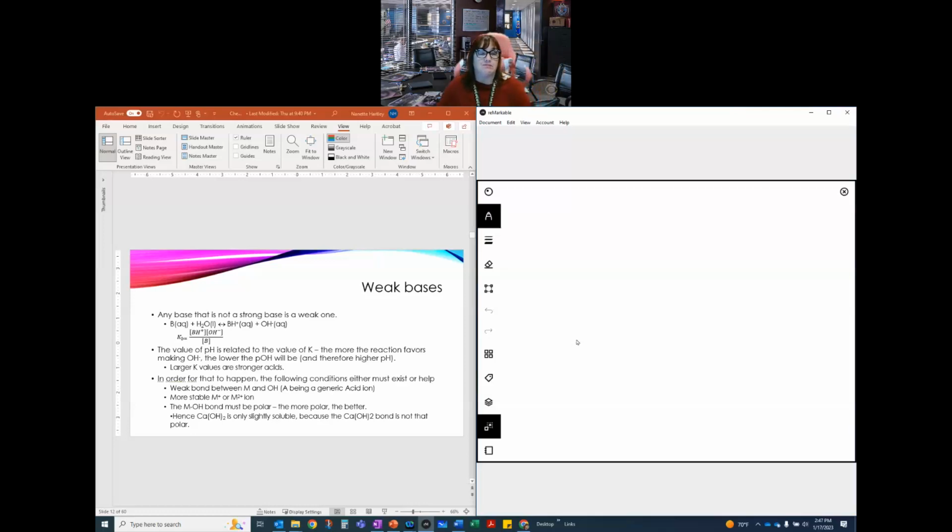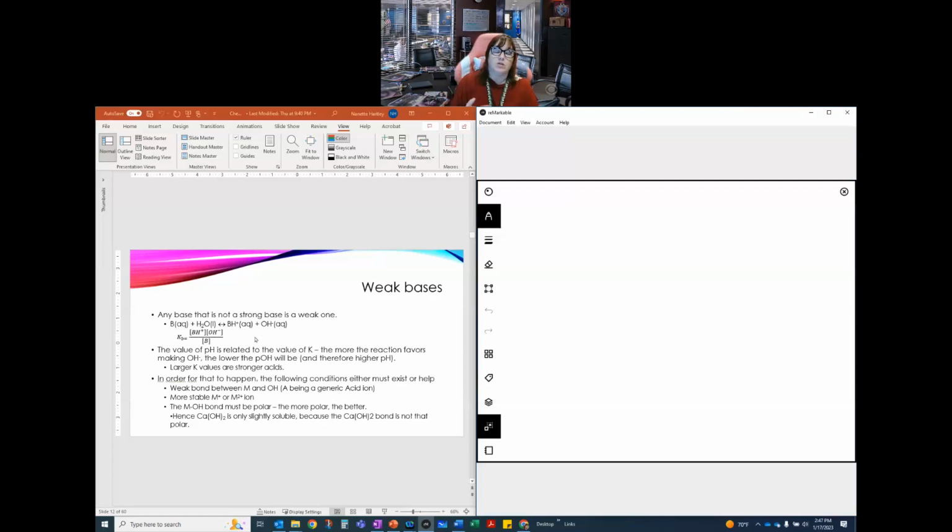When we talk about bases, anything that's not a strong base is a weak base. Same deal we've talked about before. We have a base, it reacts with H2O, it becomes BH plus and OH minus. Okay. We have our Kb, that's BH plus times OH minus over B. The value of pH is related to the value of K.